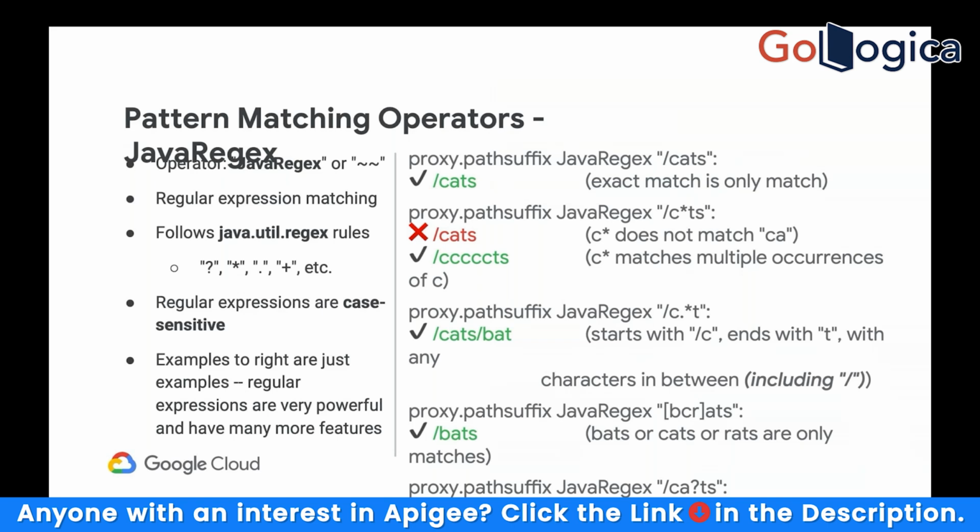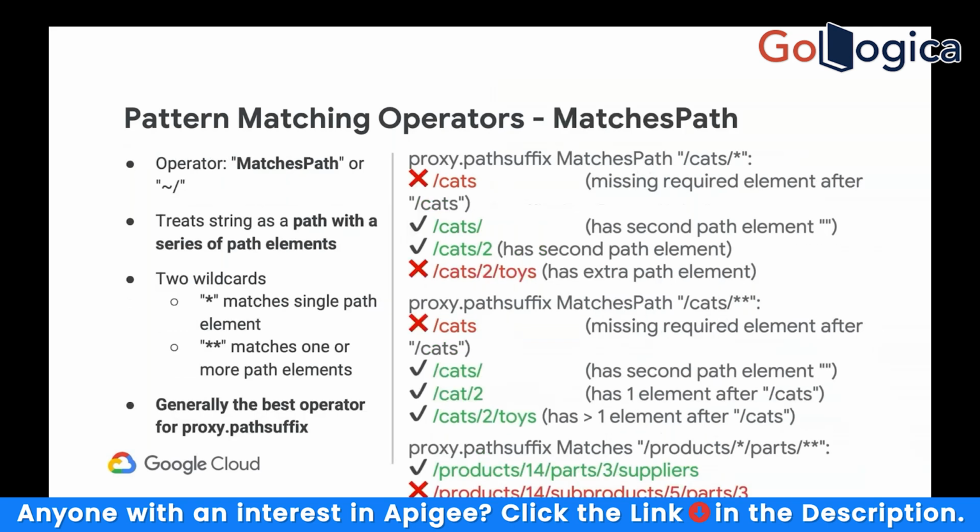Next is the matches path operator. Either you can use the words matches path, or you can use the operator sign. Here with matches path we usually use a star or double star. If you use slash star, so after cats you have a slash and then a star, it will not match cats because it looks for the slash also. So after cats there should be a slash. That's why it will not match this. But if it is cats slash, if the slash is there, then it will match.